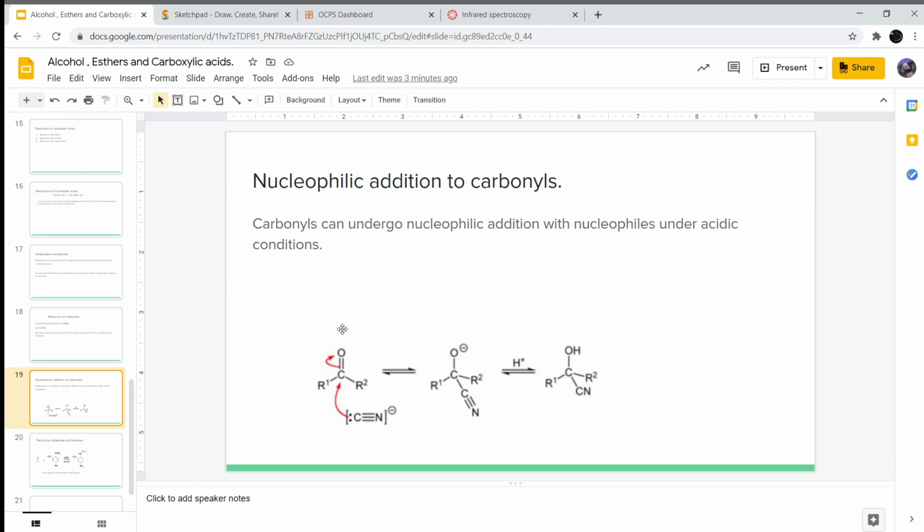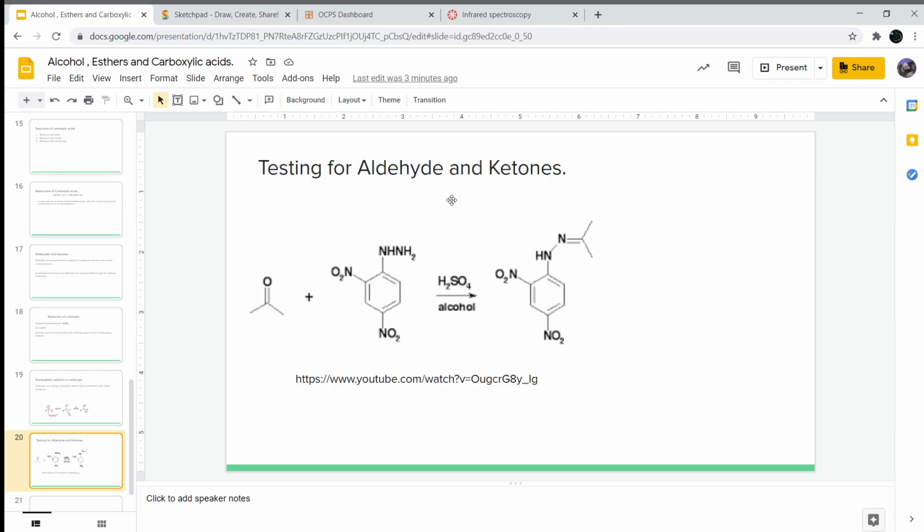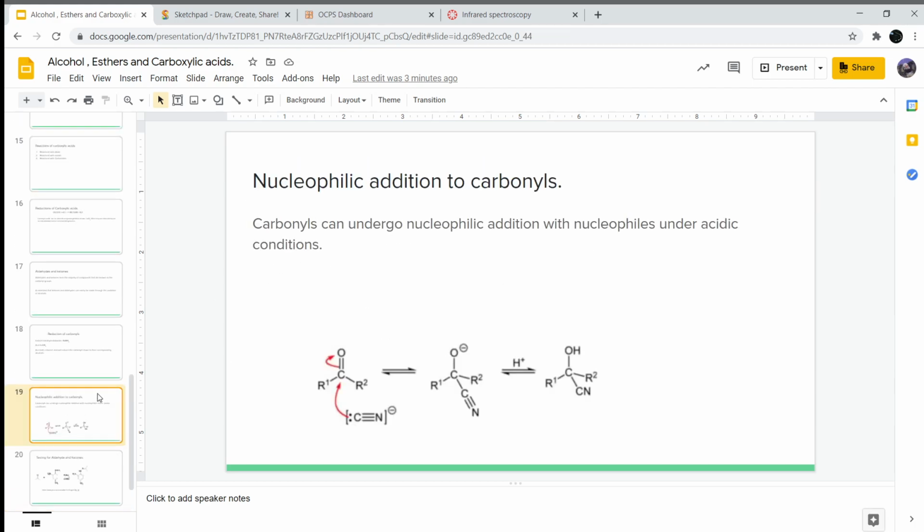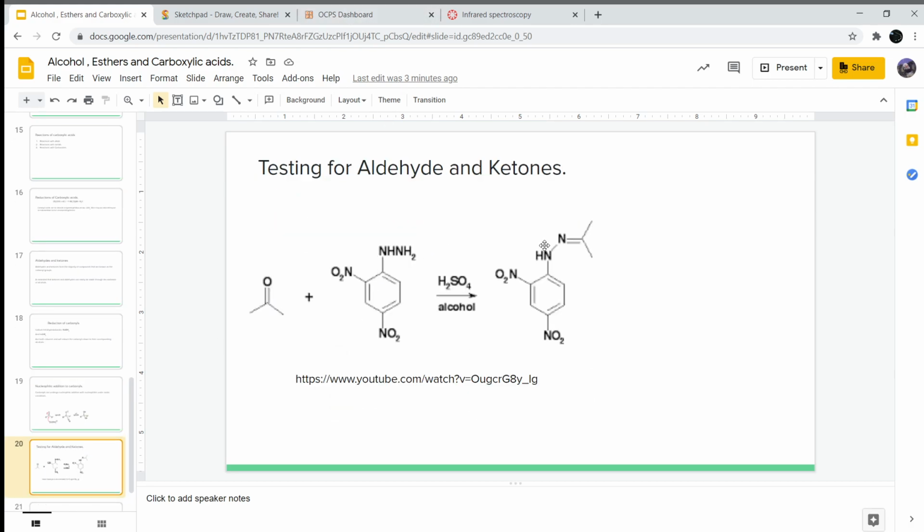Remember, we can only really do an addition if we are adding something to a double bond. So carbonyls, both aldehydes and ketones, can facilitate this nucleophilic addition. That's really going to be the only reaction that we talk about here, because the next part is going to be us talking about the actual testing for aldehydes and ketones.